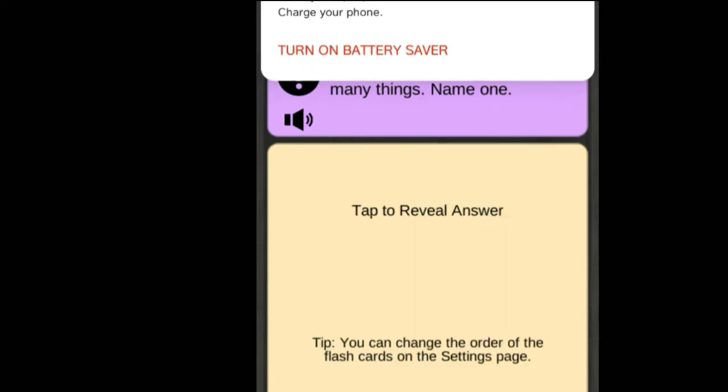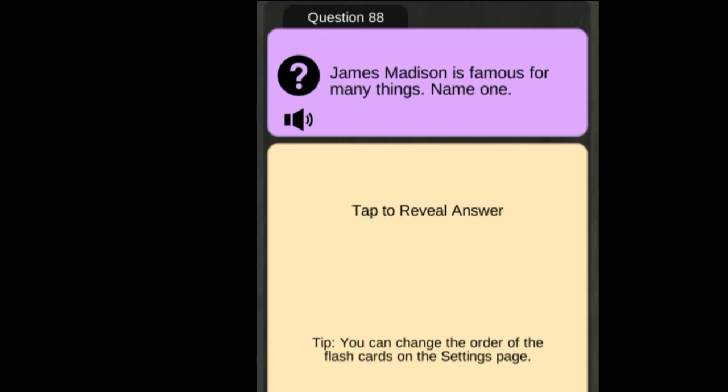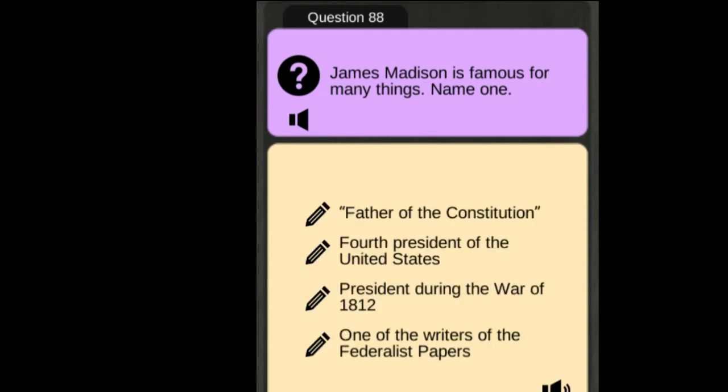James Madison is famous for many things. Name one. Father of the Constitution. Fourth President of the United States. President during the War of 1812. One of the writers of the Federalist Papers.